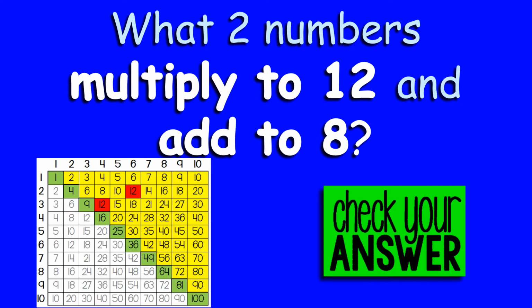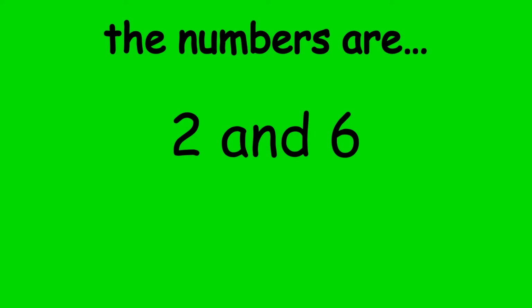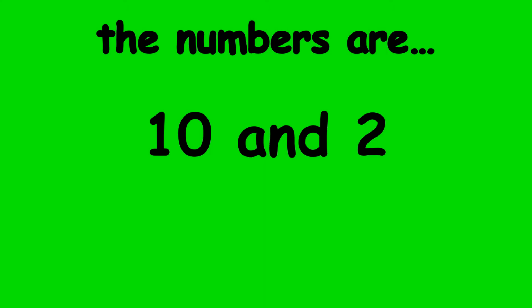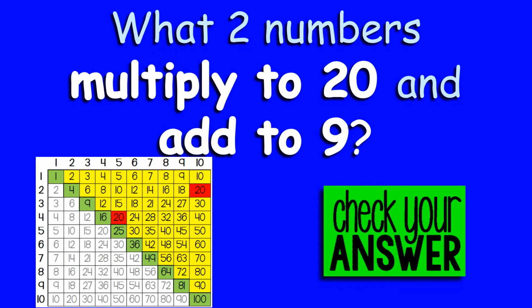So what two numbers multiply to 12 and add to 8? Maybe at this point you're not using the table. You're doing it in your head: 12, add to 8, what could it be? And the answer is 6 and 2. What two numbers multiply to 20 and add to 12? And it's 10 and 2. What two numbers multiply to 20 but add to 9?